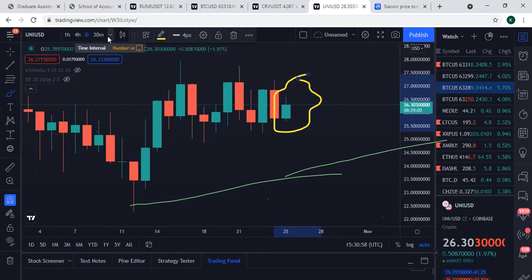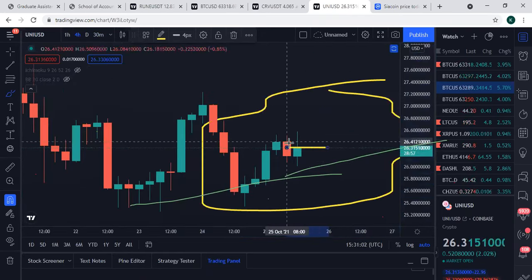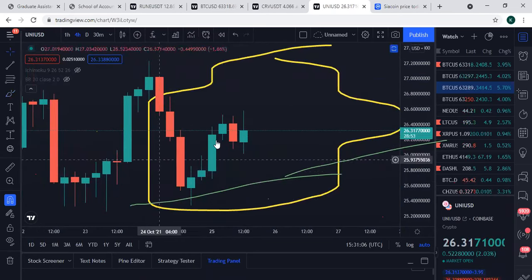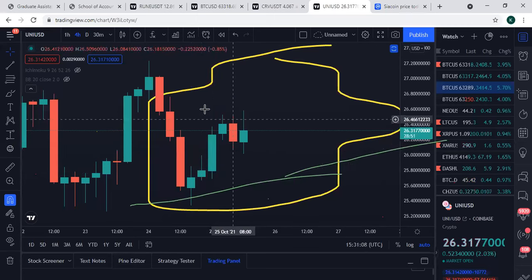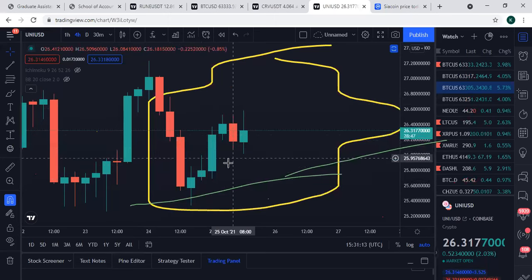This is a daily candle. If I go to 4 hours, can you see now? Inside the 4 hours candle, the one I circled, that is just a single candle. It consists of several candles. And look, there's a red candle, there's a green candle inside. So the buyers and sellers are inside that particular 1 day candle.